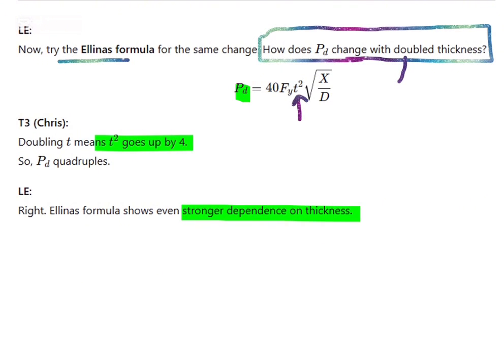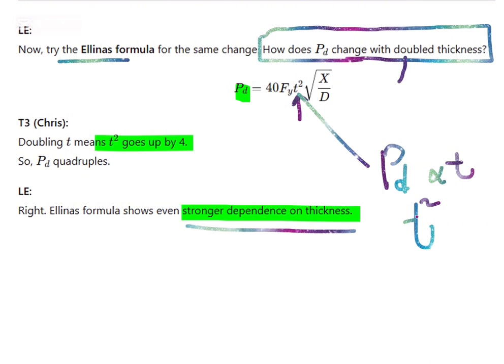PD has a stronger dependence on the thickness. If we double the thickness, t squared goes up by 4. So PD quadruples.